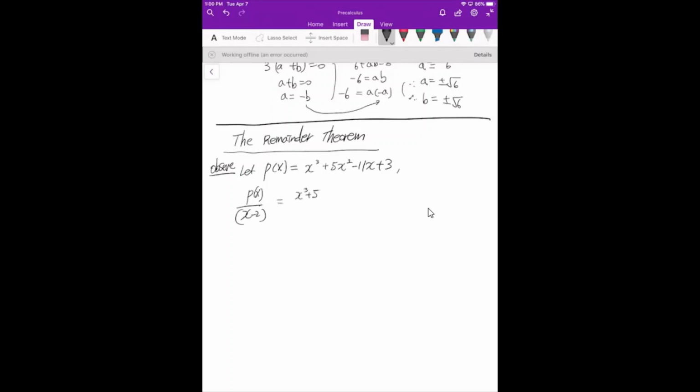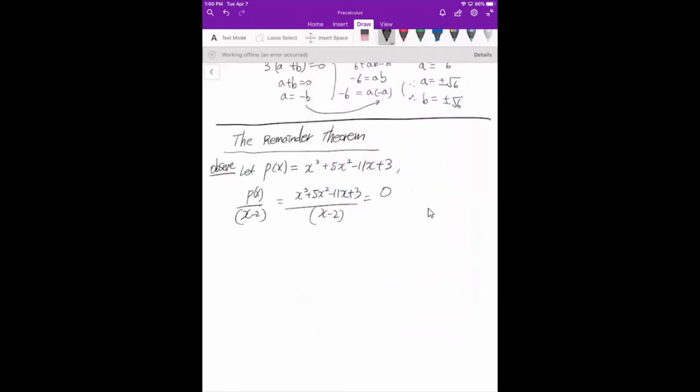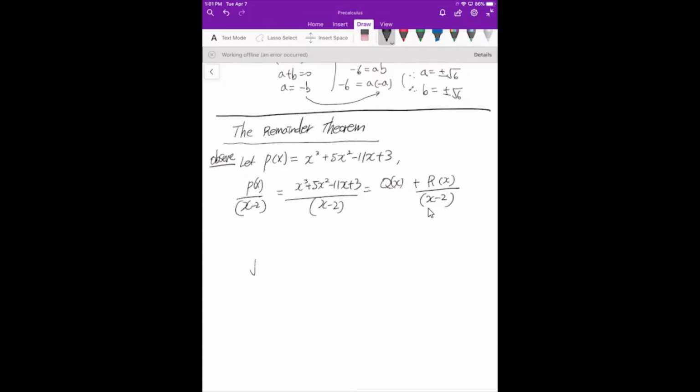So when you do that, you are going to have your quotient, and then your remainder divided by your divisor. Finding this Q(x), the whole process of finding Q(x), is called polynomial long division. We discussed how to divide yesterday, and that's why we have to learn that first to talk about the remainder theorem.